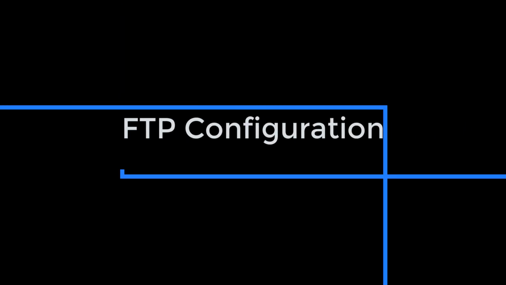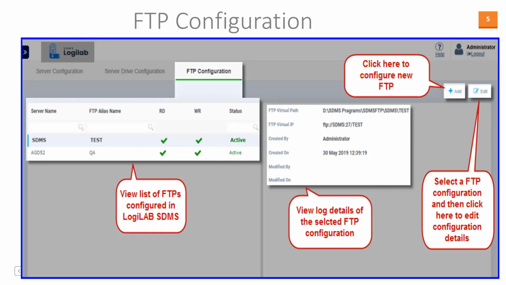Now let us proceed to FTP configuration. This overview of the FTP configuration has got two parts of the screen. One in which you have the FTP details. FTPs are the virtual folders which are configured in the Logilab SDMS system in order to store the data from client to server. We have the second half, that is the right hand side. We have the details of the log, that is the FTP configuration log details. Who created it, when it was created, what is the date and time. All the information is available in the log details part of the FTP configuration.